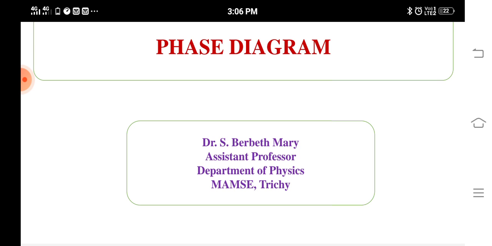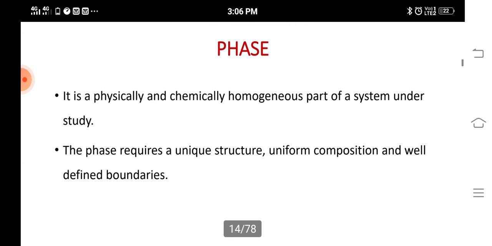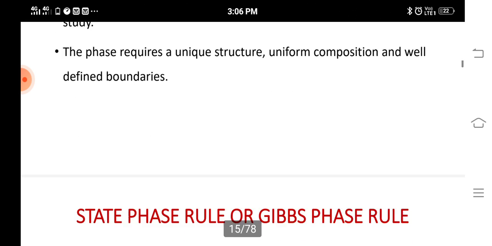For that we are supposed to know what is phase. Phase is a physically and chemically homogeneous part of a system under study. And this phase requires a unique structure, uniform composition and well-defined boundaries. If a material has these qualities, then we can have a phase.